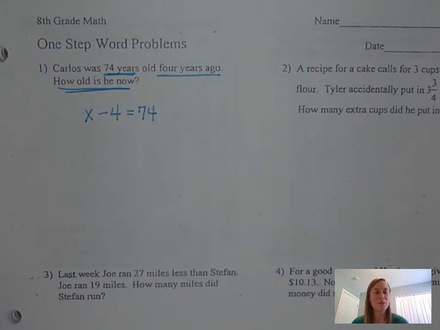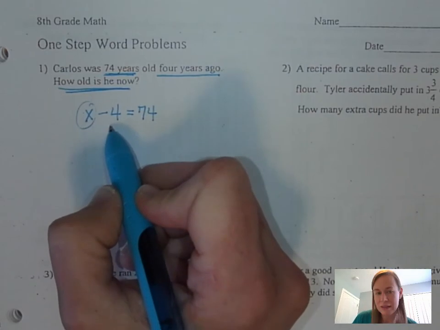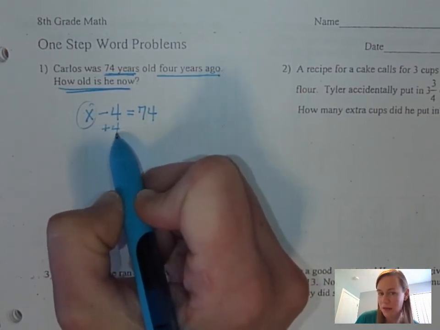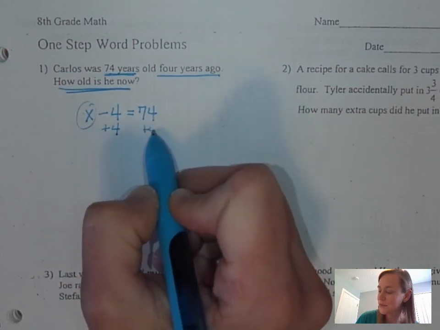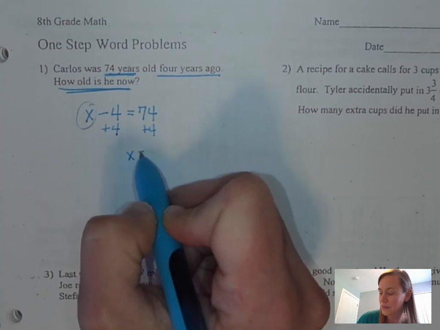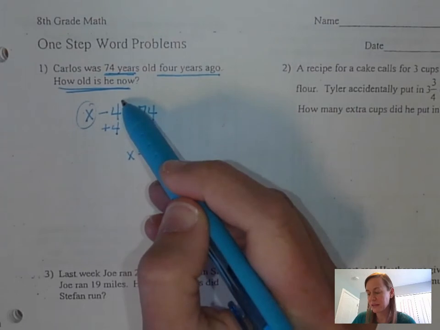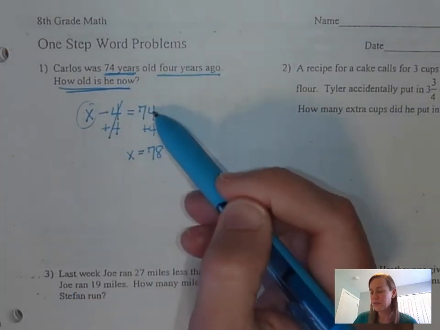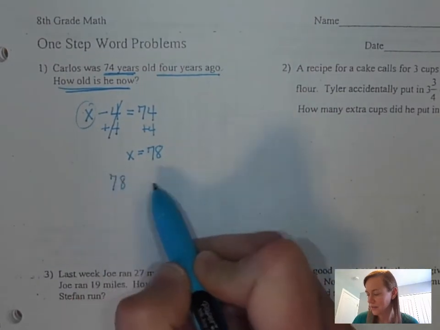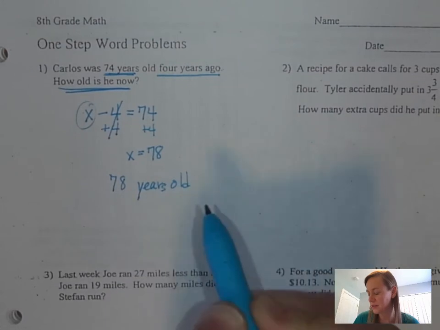And now I have a one-step equation I can solve. We want this x by itself, so we have to get rid of this minus 4. We're going to do that by adding 4, which means we have to add it to the other side also. And you're left with x equals 78. So these basically canceled out to 0, and 74 plus 4 gave me the 78. So now he is 78 years old. So we'll just say 78 years old.